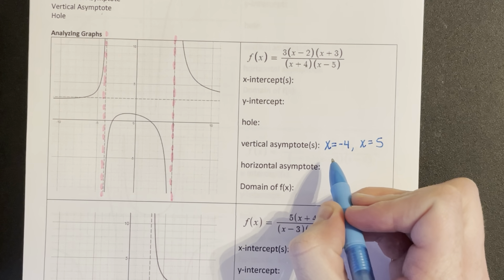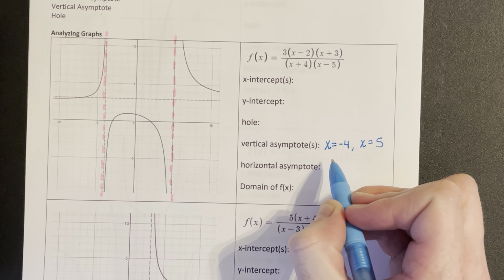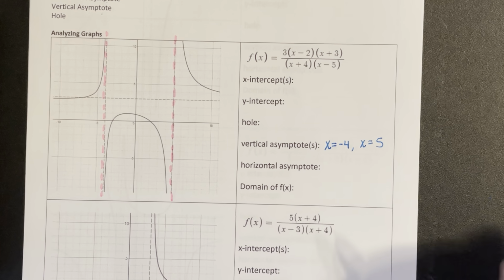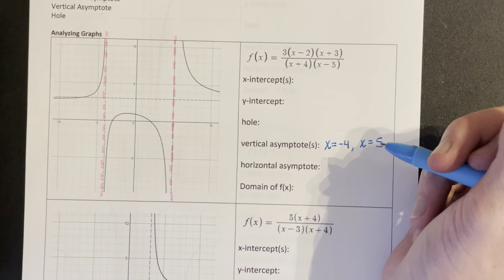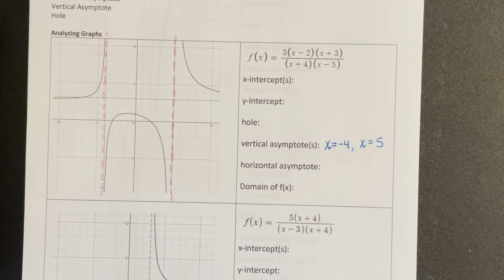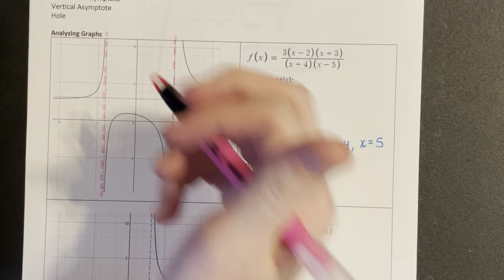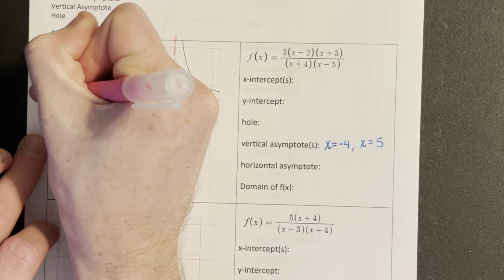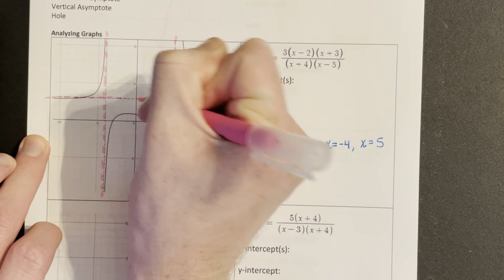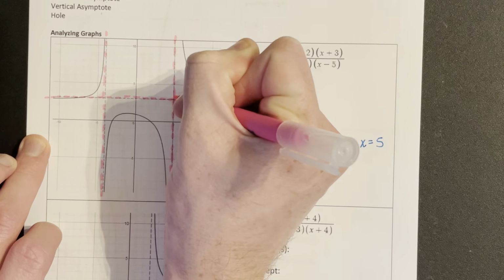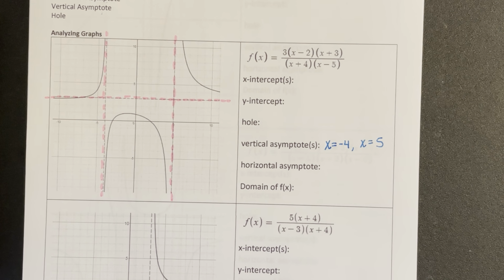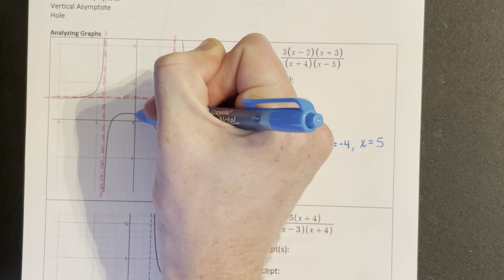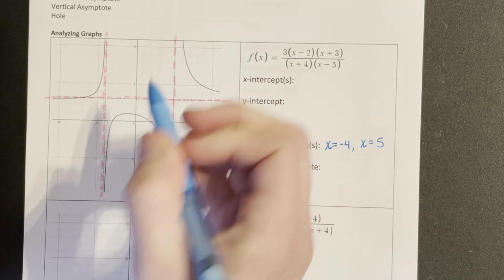You do have to include the x equals. You will not get all your points if you only put -4 and 5. It's an equation, so we need the actual equals to it. The horizontal asymptote is where the function is approaching on the ends of the function. So it may actually equal that value at some point, or it may not, depending on what's going on in the graph. So this one has a horizontal asymptote at y equals 3.